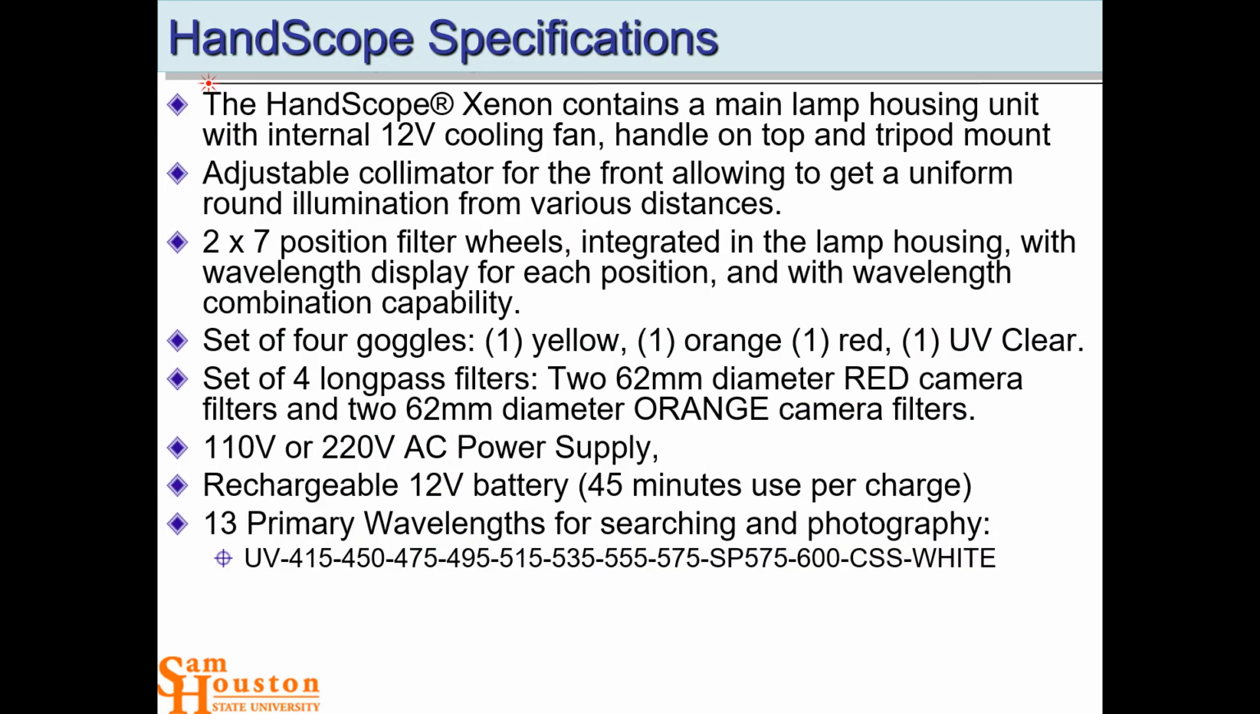This is just some specs on that hand scope. It has 7 filter wheels in it. You get different goggles: yellow, orange, red, clear goggles, etc. It runs on 110 volts or 220 volts. It's got an AC power supply and a rechargeable battery, which you can use for 45 minutes. That's not a lot of time. So, again, these power-hungry lights are great. They're super bright, but if you can get by with an LED flashlight, then that's fantastic. It just depends upon your situation.